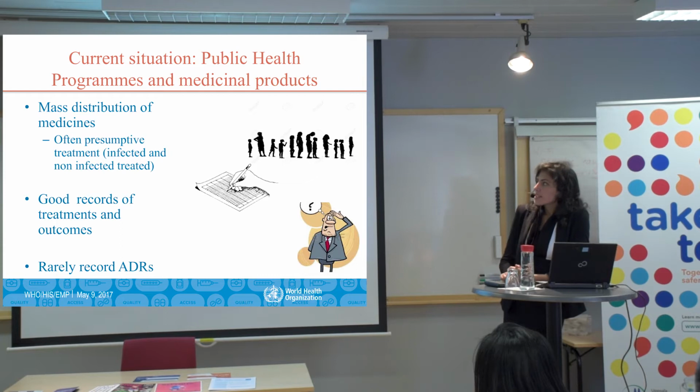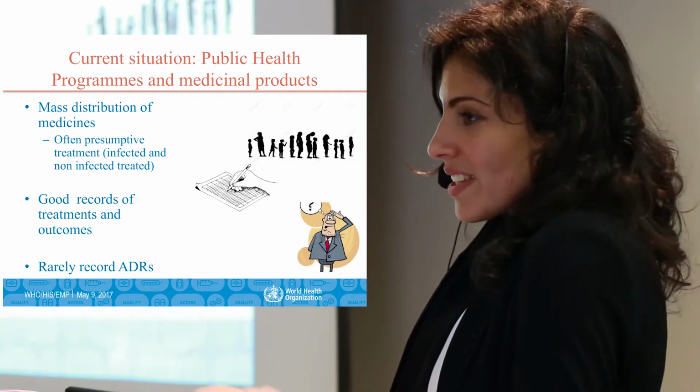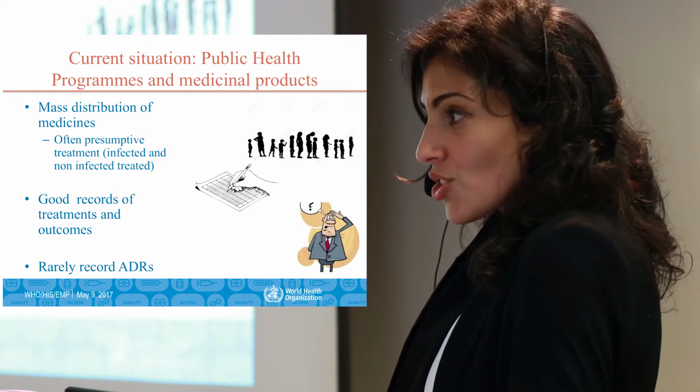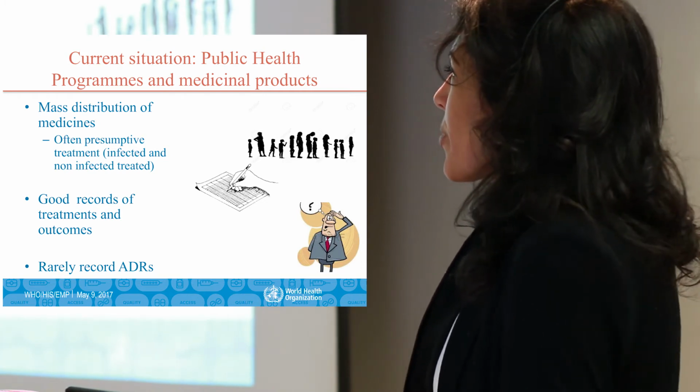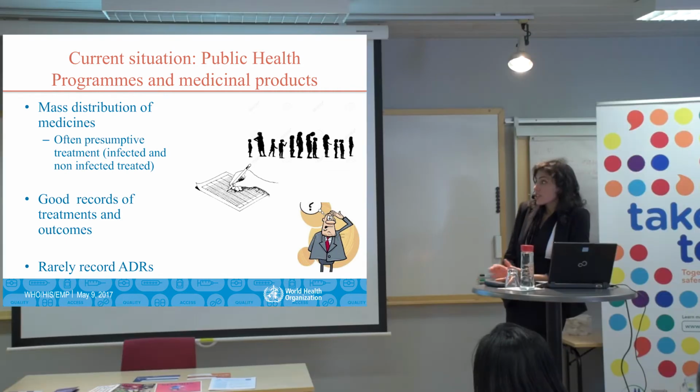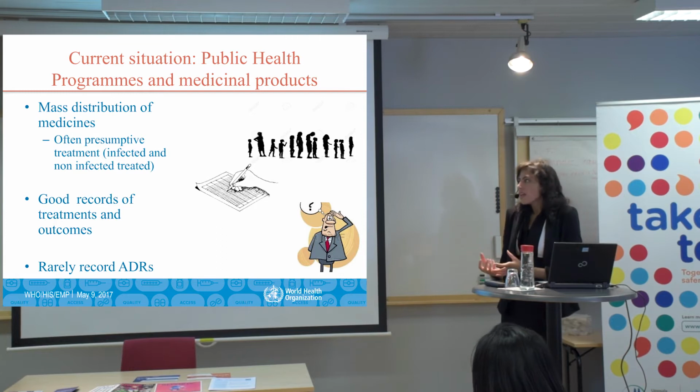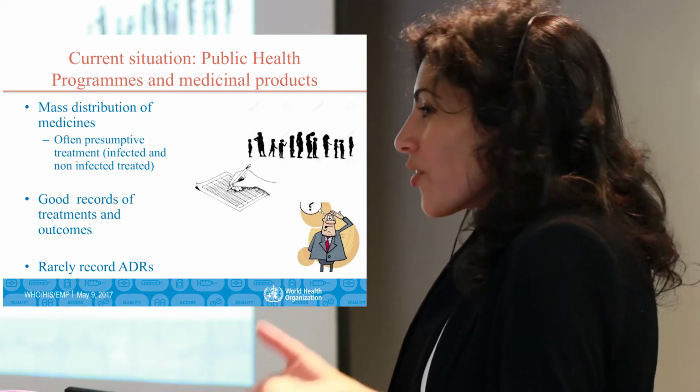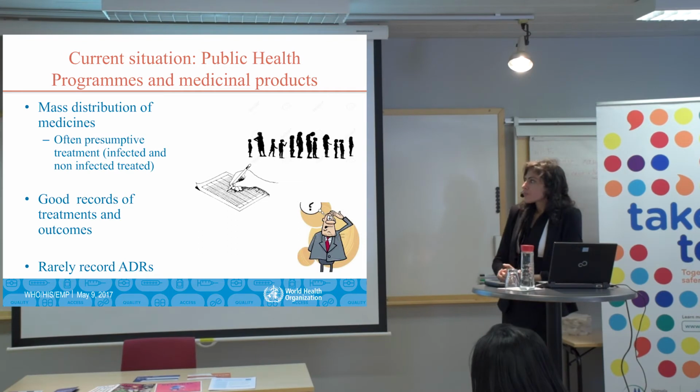The situation at the moment is that some countries have mass distribution of medicines. Do any of the countries here? Yes, I think in Ethiopia you have it for neglected tropical diseases. So in the current situation, in some countries you have mass distribution of medicines. The population may consist of many healthy people who are getting the medicine to prevent disease, and people who may have the disease, because in certain diseases, like when you have worms, you can't identify everyone, so you give it to the whole population.